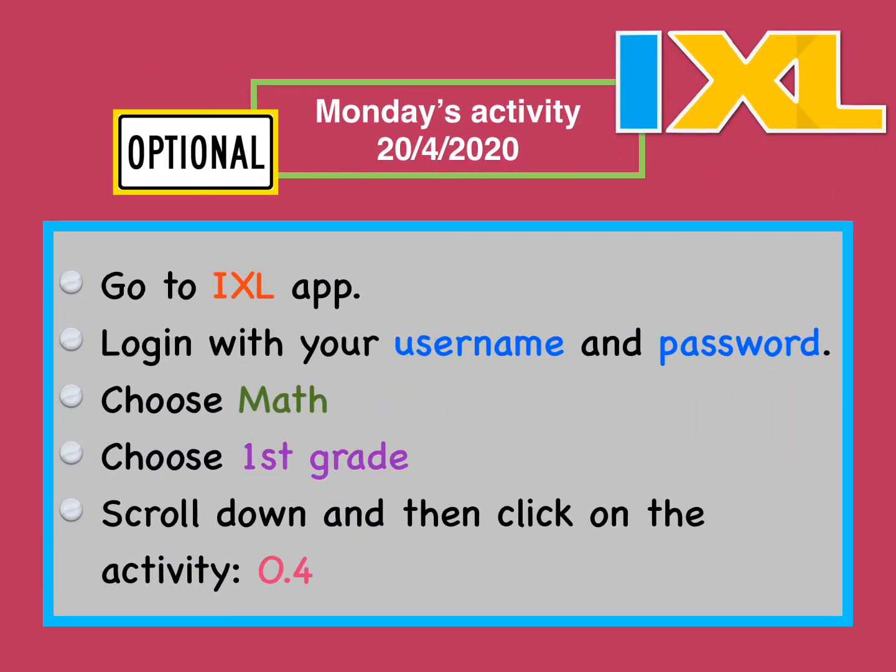And now grade 1, you can work on this optional activity on IXL. You can follow these steps to log in and work. First go to the IXL app and log in with your username and password. You will find them on the back of your iPad. Choose Math, then choose First Grade, then scroll down until you find Activity 04. Then click on it and have fun.